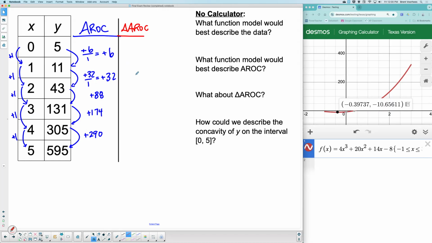Change of AROC. How much do I change going from 6 to 32? 26. Let me do a plus, sorry. 26. How about from 32 to 88? 56 is correct. How about from 88 to 174? 86. And now how about from here to there? 116.